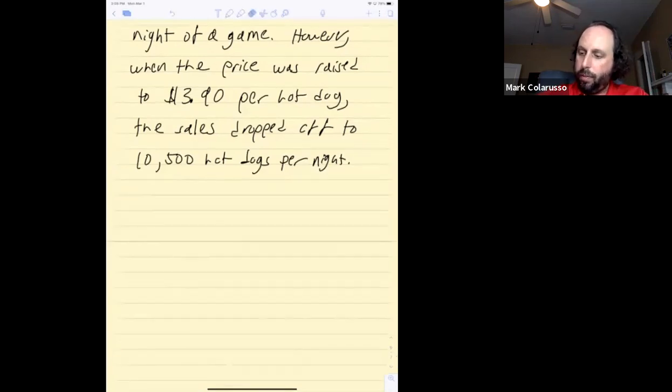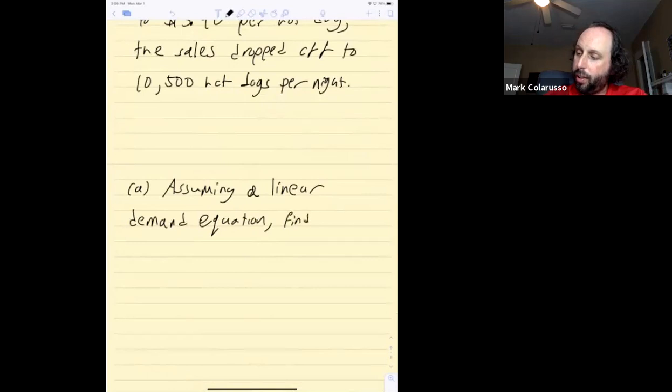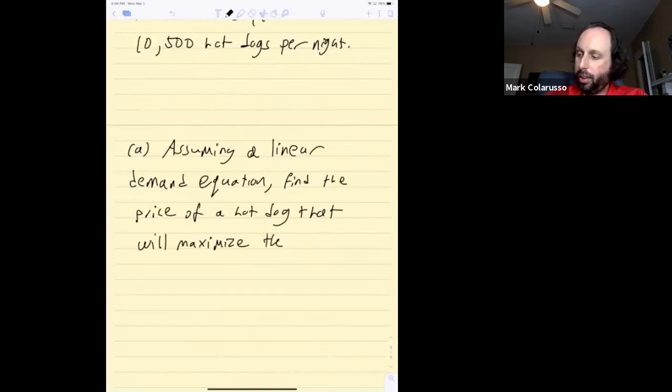So part A, part one of the question: assuming a linear demand equation, find the price of the hot dog that will maximize the nightly hot dog revenue.